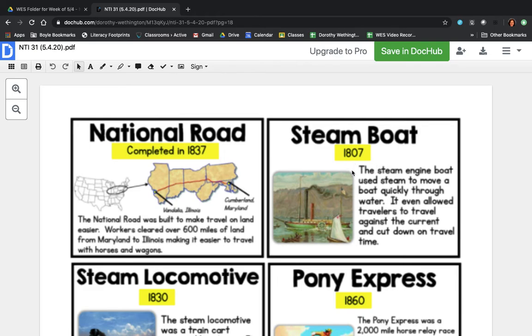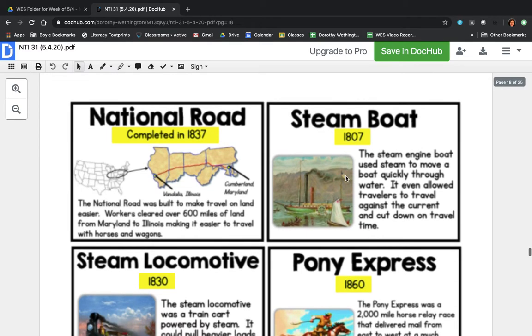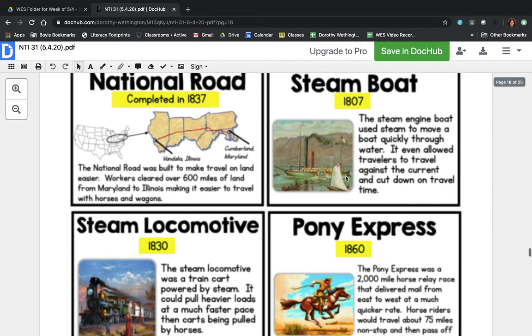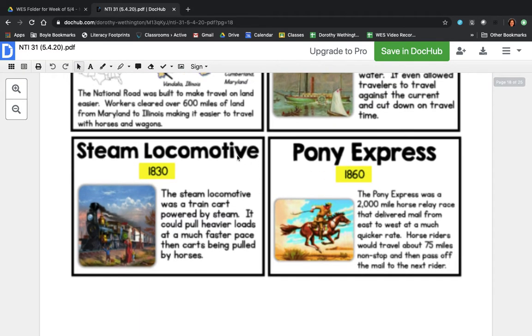Steamboat, 1807. The steam engine boat used steam to move a boat quickly through water. It even allowed travelers to travel against the current and cut down on travel time. Steam locomotive in 1830. The steam locomotive was a train cart powered by steam. It could pull heavier loads at a much faster pace than carts being pulled by horses.